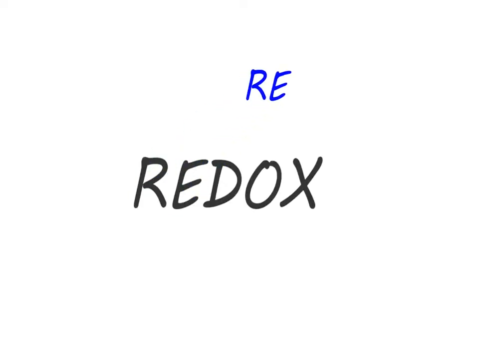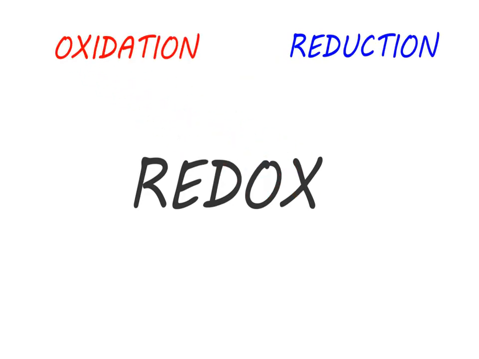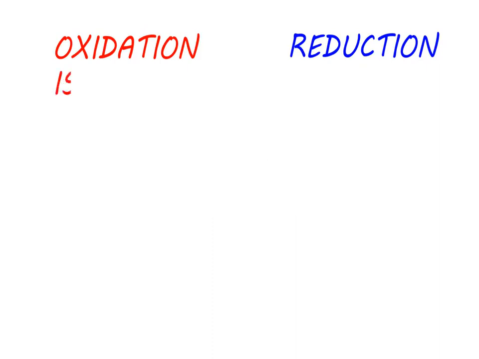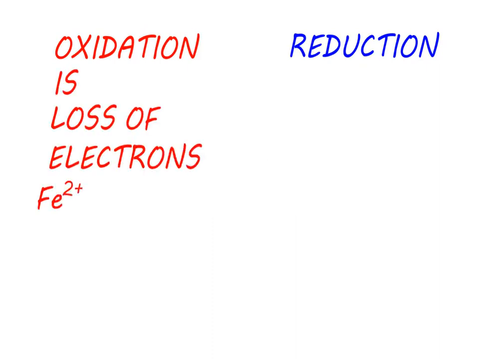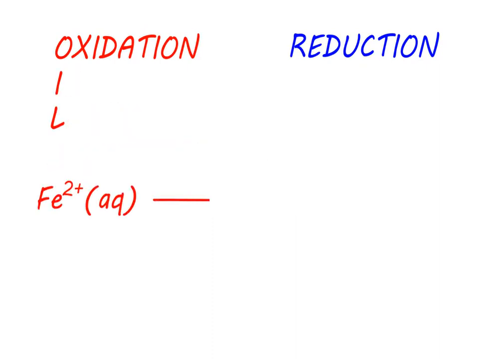Redox reactions involve reduction and oxidation. In fact, as we will see, reduction and oxidation always go together, since if a species is reduced, another species must be oxidized. Oxidation is the loss of electrons. An iron 2+ ion is oxidized when it loses an electron to form an iron 3+ ion.